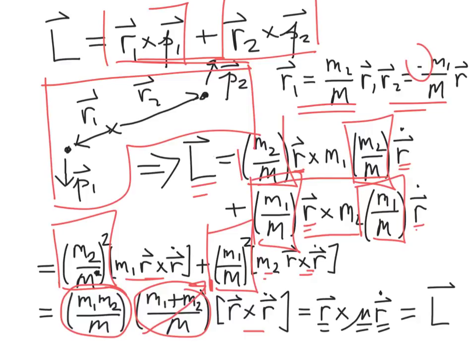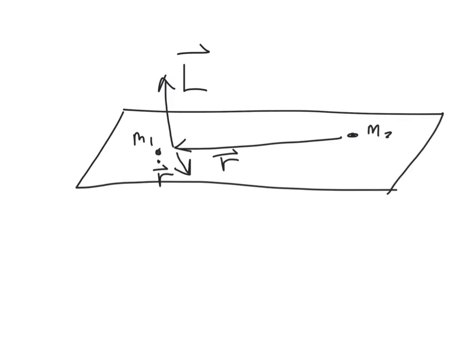And now, because there are no external forces in the system, the total angular momentum of the system has to remain a constant. The conservation of angular momentum for this problem actually means that the motion is confined to a plane. So remember that the angular momentum vector is given by this cross product here.